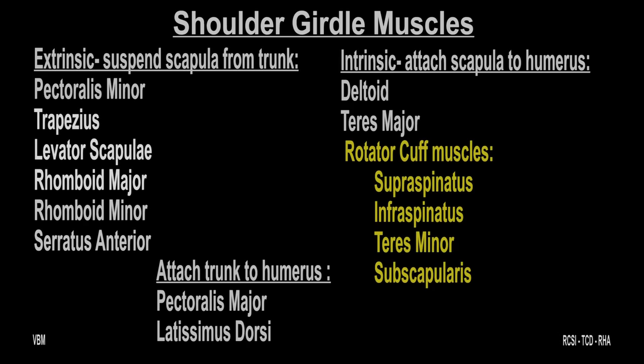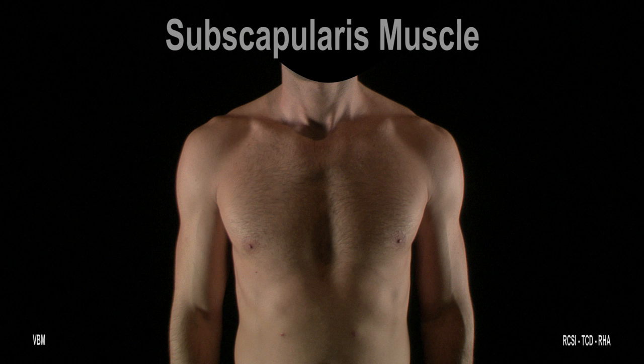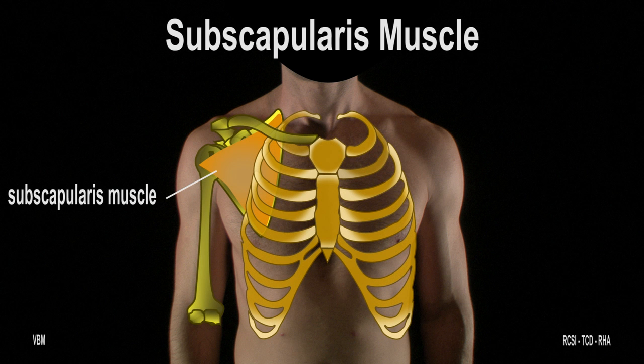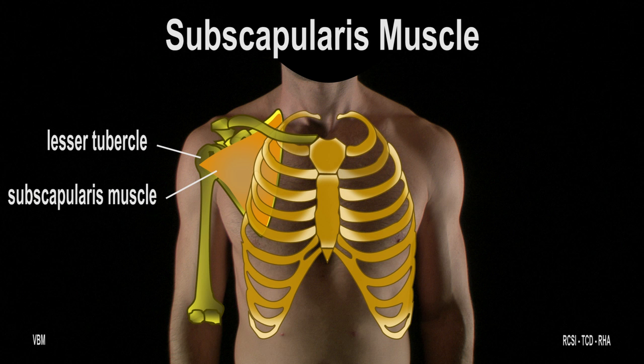Rotator cuff muscles. The rotator cuff muscles, that is, the supraspinatus, infraspinatus, teres minor, and the subscapularis muscles, attach the trunk to the humerus. Subscapularis muscle. The subscapularis muscle arises from the subscapular fossa. It inserts to the lesser tubercle of the humerus and the capsule of the glenohumeral joint.